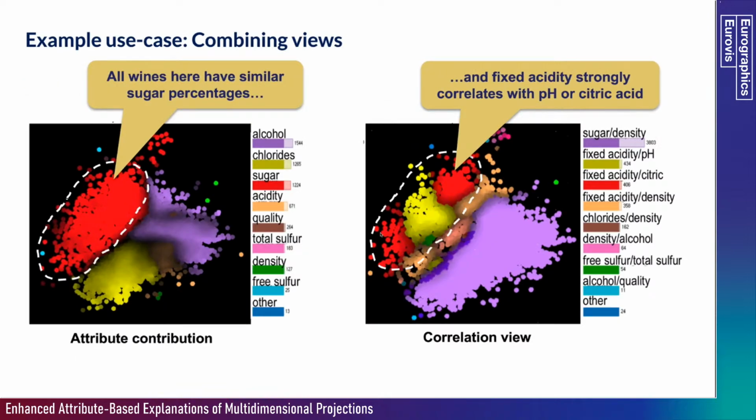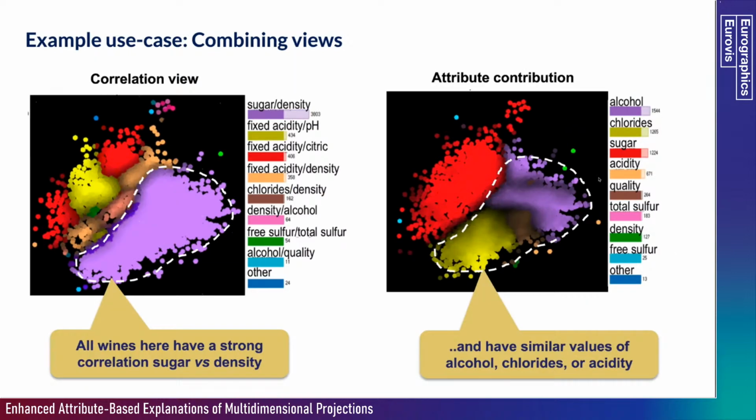If you bring in the correlation view, we see that wines in the red area, in the attribute contribution view, having similar sugar percentages, also have fixed acidity strongly correlated with pH or with citric acid. So the correlation view refines the explanation of the contribution view. This also works conversely. If we look at the correlation view, we see a large purple area where wines correlate strongly in sugar versus density. The attribute contribution view refines this by splitting that area into wines similar due to alcohol, chlorides, or acidity. So the 2 views help or complement each other.